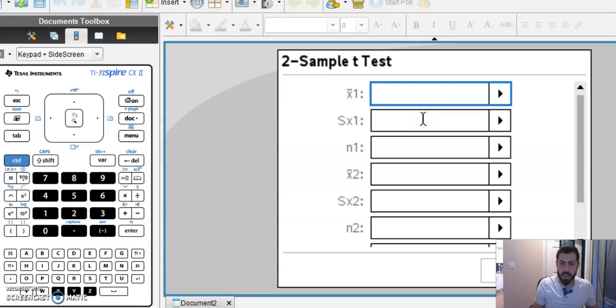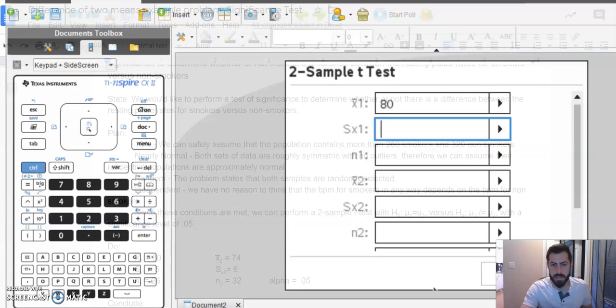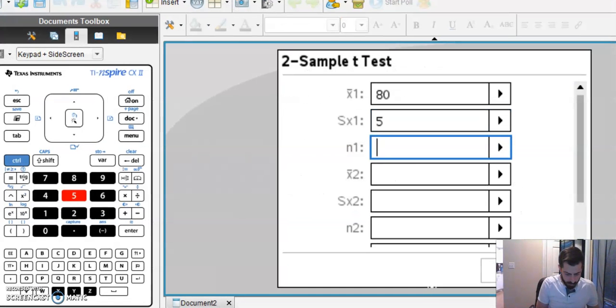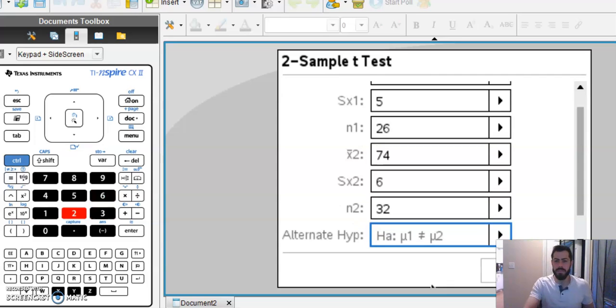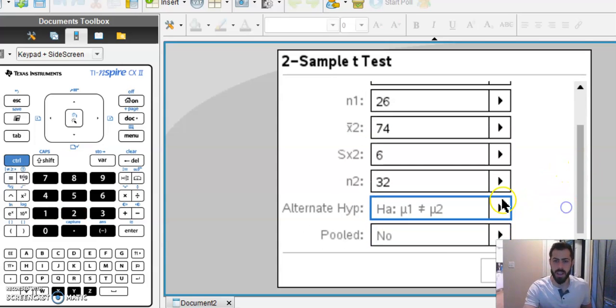We had 80 beats per minute with, actually I can't remember now. So 85 and 26 versus the 74 beats per minute for the non-smokers with a sample standard deviation of 6 and a sample size of 32. And again, for this one, we're assuming that we're just looking for a difference. We don't care one way or the other. And remember, we're trying to get a p-value that is less than our alpha of 0.05.